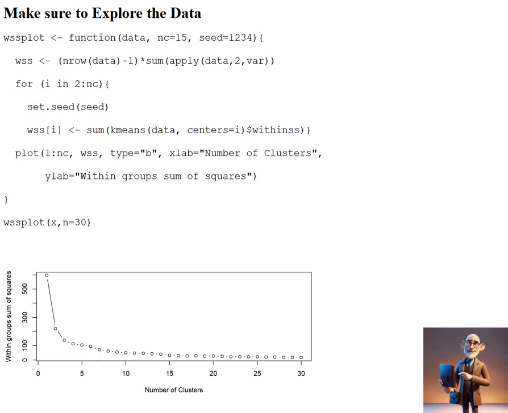As you execute this code, observe the plot that emerges. Look for the point where the within-groups sum of squares starts to exhibit diminishing returns. This point is often considered the optimal number of clusters for our dataset. In conclusion, the elbow method plot serves as a valuable guide in making informed decisions about the number of clusters, enhancing the effectiveness of our K-means clustering analysis.